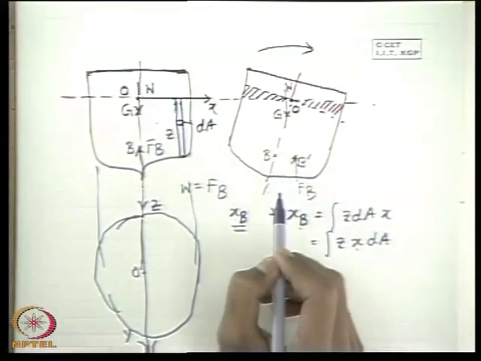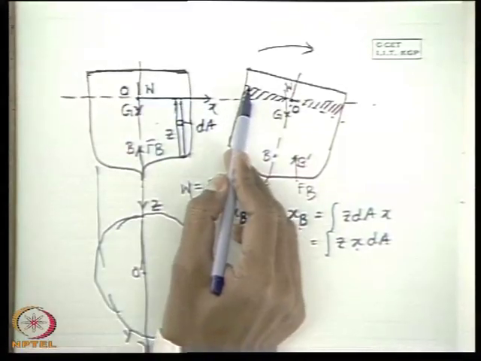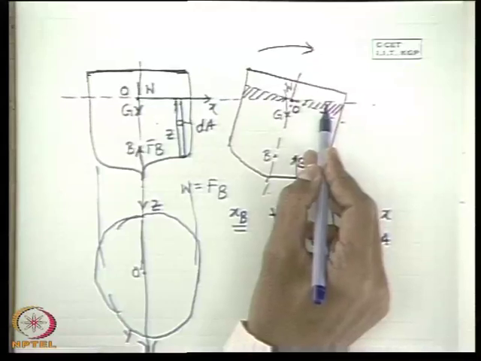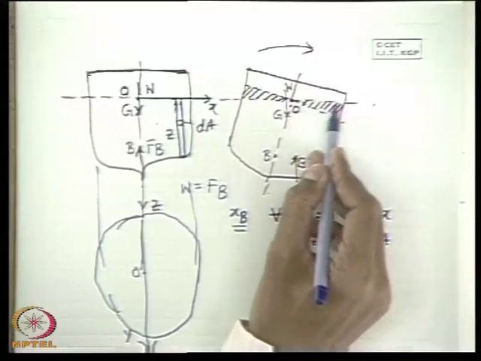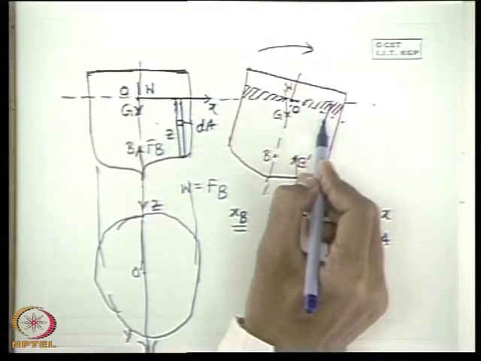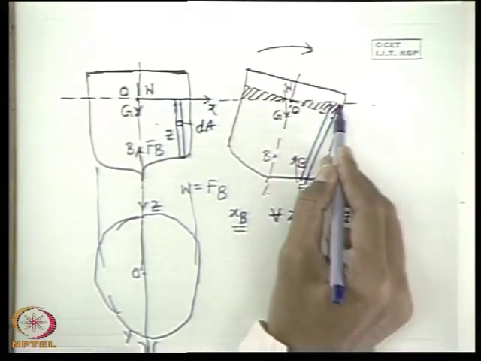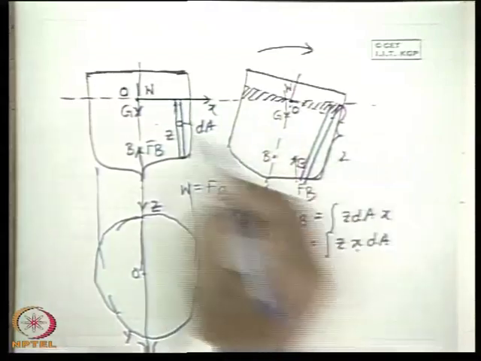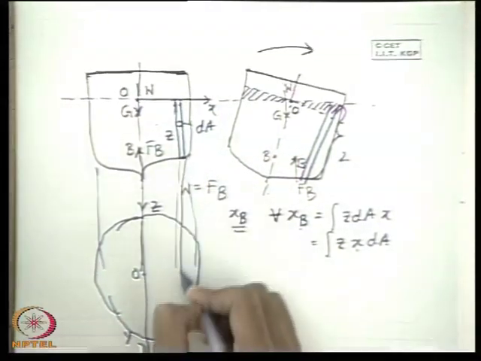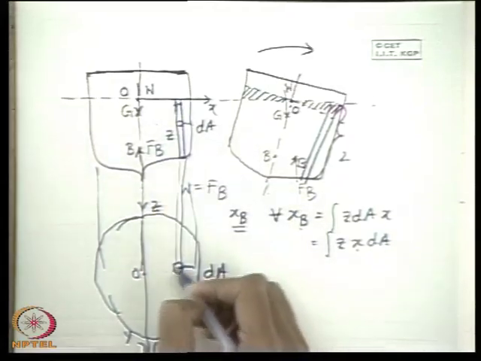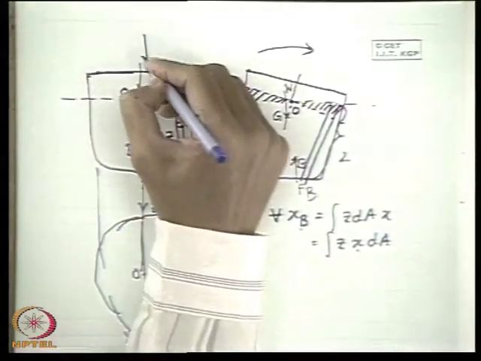Now, in this case, the axes are defined from this, so Z and X will be like that. But here, this is immersed. If we take a prismatic volume like this, what is its height? This is dA, which is typically the elemental area in this plan, that means this view.